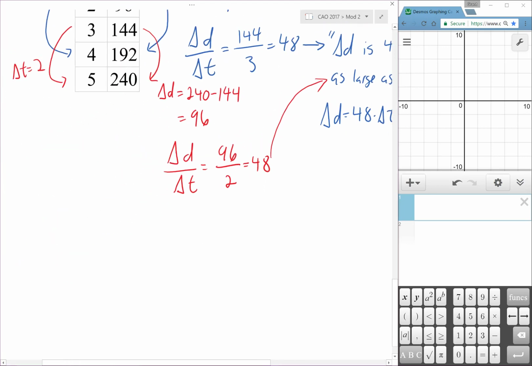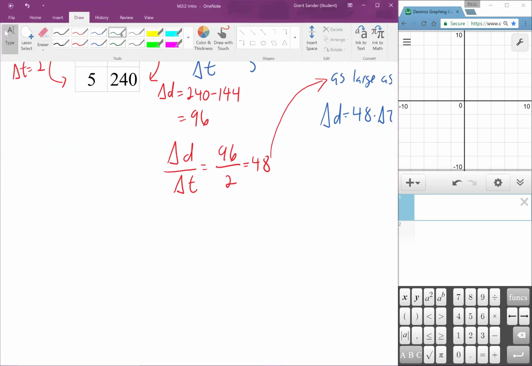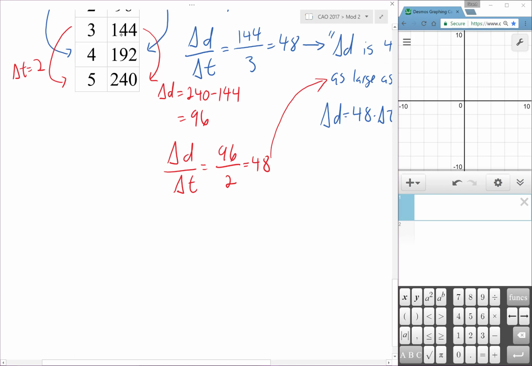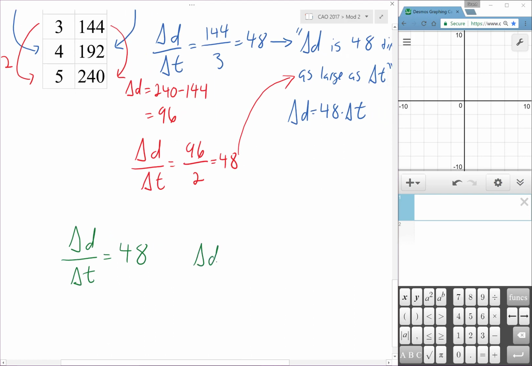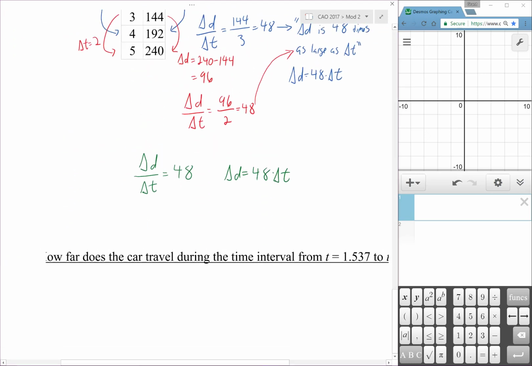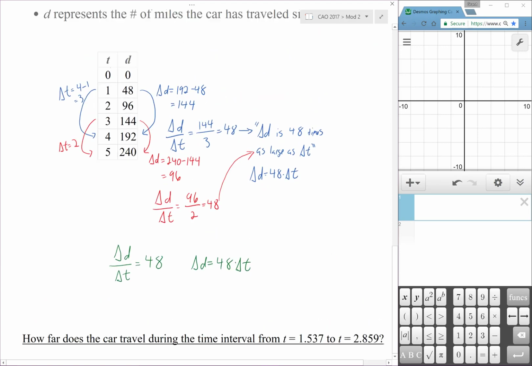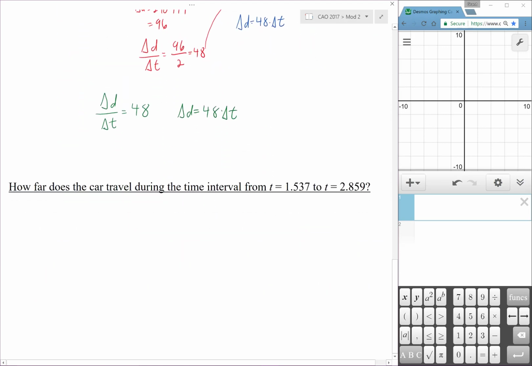Now, it doesn't matter what interval of time we look at. Since the car travels at a constant speed of 48 miles per hour, the ratio of the change in distance to change in time over any interval of time will always be equal to 48, which is the same thing as saying that the change in distance will be 48 times as large as the corresponding change in time. So we can use this way of thinking to actually answer some questions about how the car's distance changes over specific intervals of time.